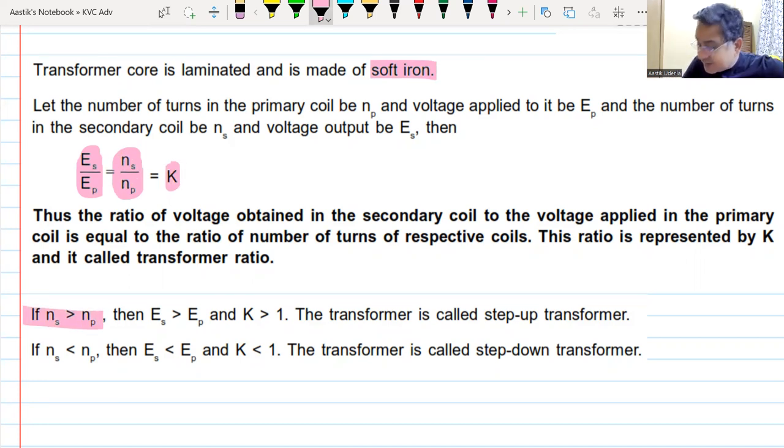If NS, the number of turns in the secondary, is more than the number of turns in the primary, it is known as a step up transformer. If the number of turns in the secondary is less than the number in the primary, it is known as a step down transformer. I hope all of you know this. Yes or no? I'll give you 2 minutes to note it down. Note it down fast. You know all this, just note them down in very short steps.